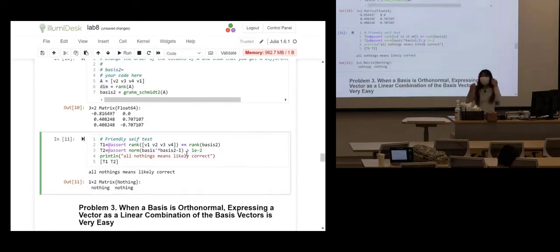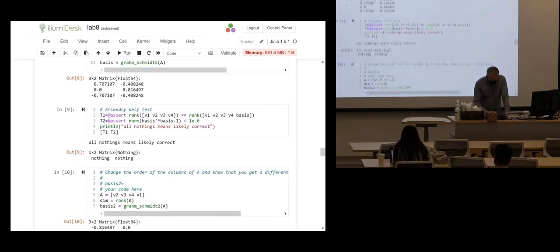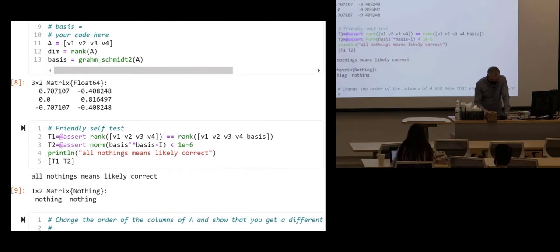Is there any questions so far? Okay. So let's just look really quickly at the rank tests.